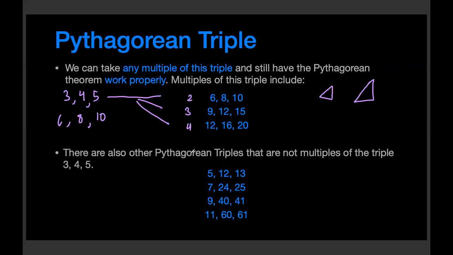It's just this one, but multiplied by a different factor. But they don't have to be multiples of this triple. They can be other things too. Like we have 5, 12, 13, and then 7, 24, 25, 9, 40, 41, 11, 60, 61. And there's stuff like that. Does anyone see a pattern here? Any patterns that they'd like to point out?